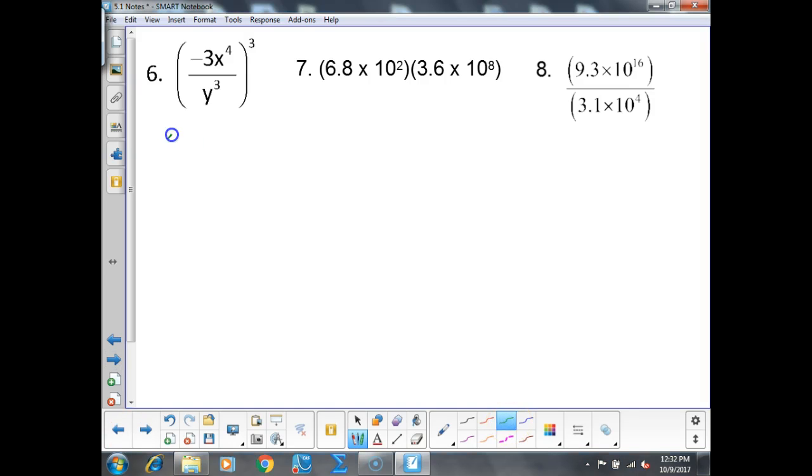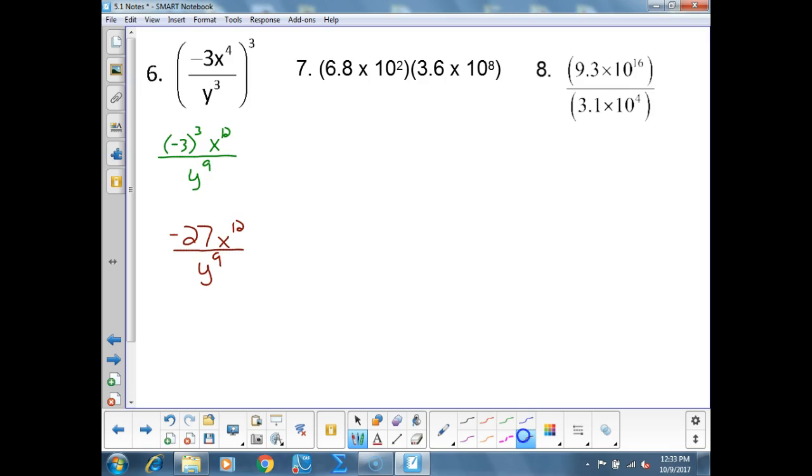So this is going to be negative 3 cubed x to the 12th over y to the 9th. So that would just be negative 27 x to the 12th over y to the 9th.